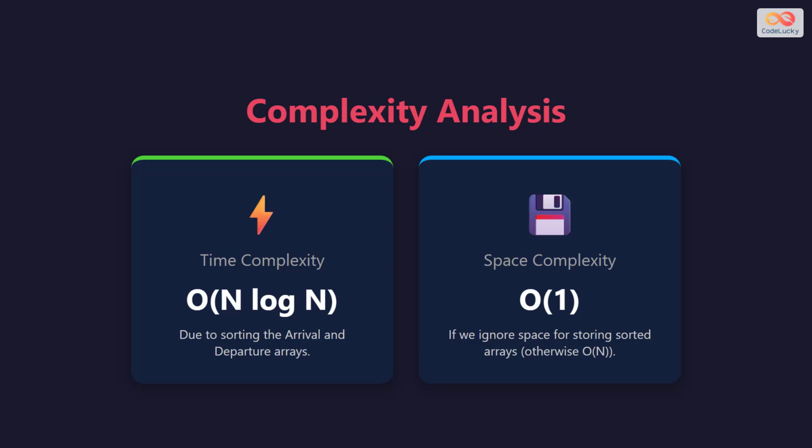The time complexity of this approach is dominated by the sorting step, which takes O(n log n) time. The linear scan with the 2 pointers takes only O(n) time. The space complexity is O(1) if we don't count the space for storing the arrays, or O(n) if we create new arrays for sorting. This is highly efficient.